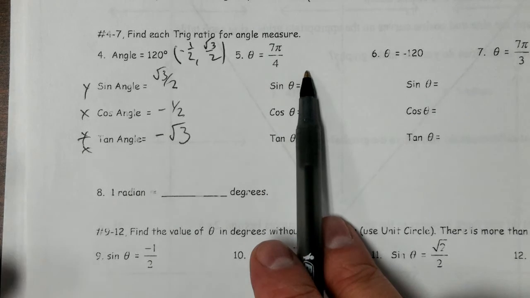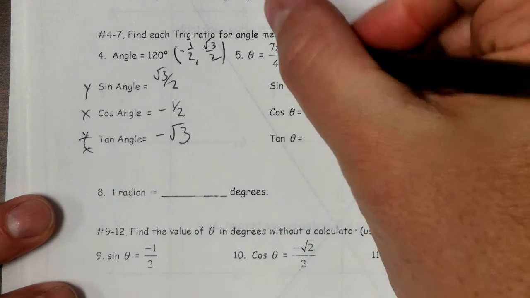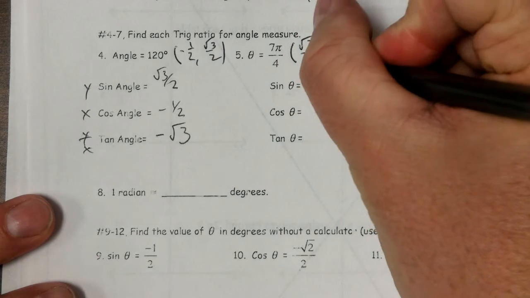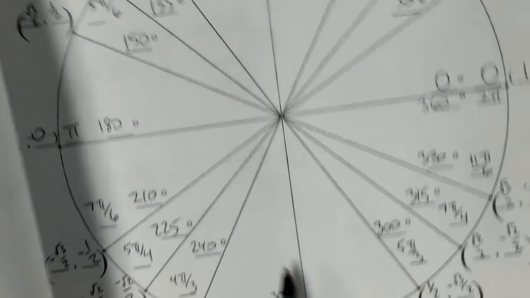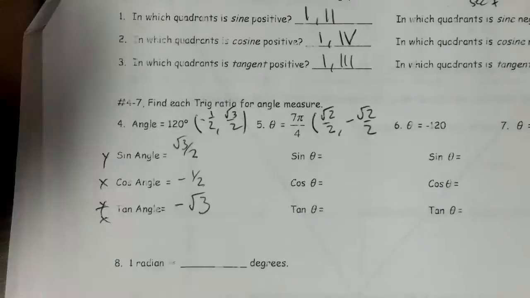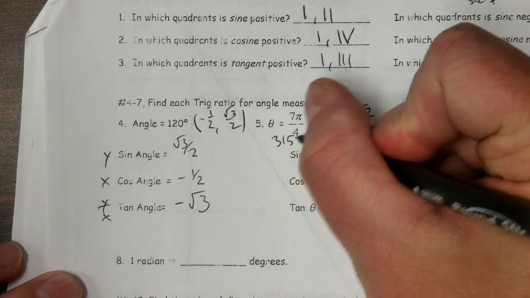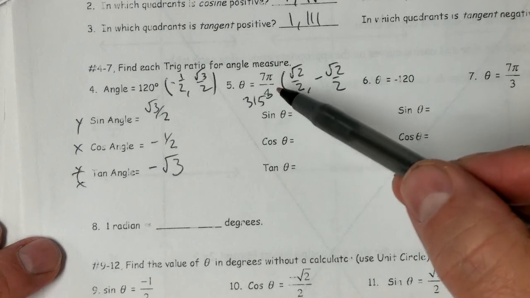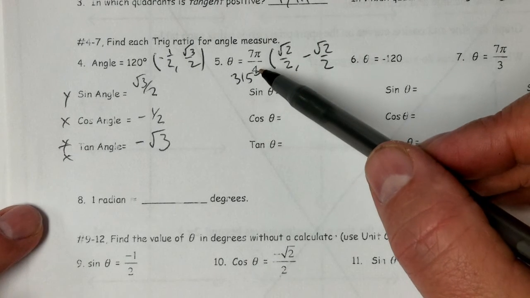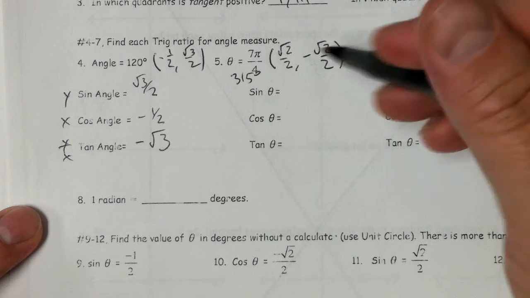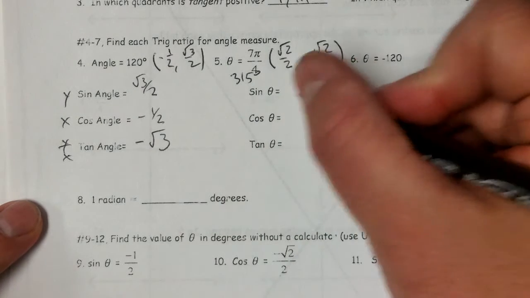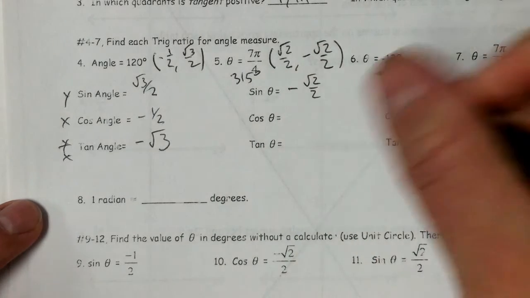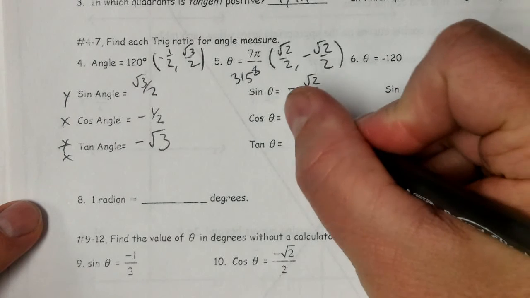Okay, so 7 pi over 4, look for that on your unit circle, and you'd find square root of 2 over 2, comma, negative square root of 2 over 2, because that one relates to 315 degrees. I put the degrees just for reference, but that's not really an answer. So it's up to you as to whether you want to or not. Good question. And then sine would be negative square root of 2 over 2. Cosine would be positive.